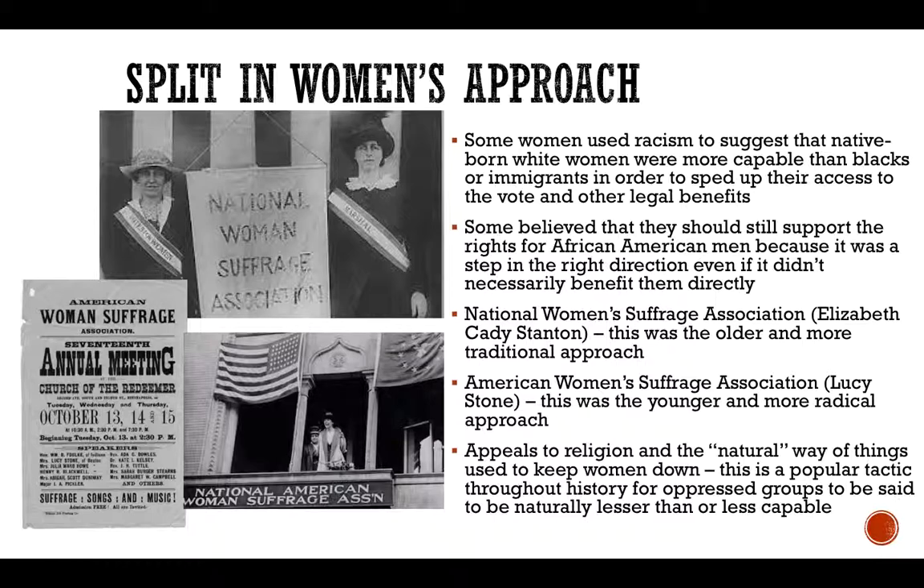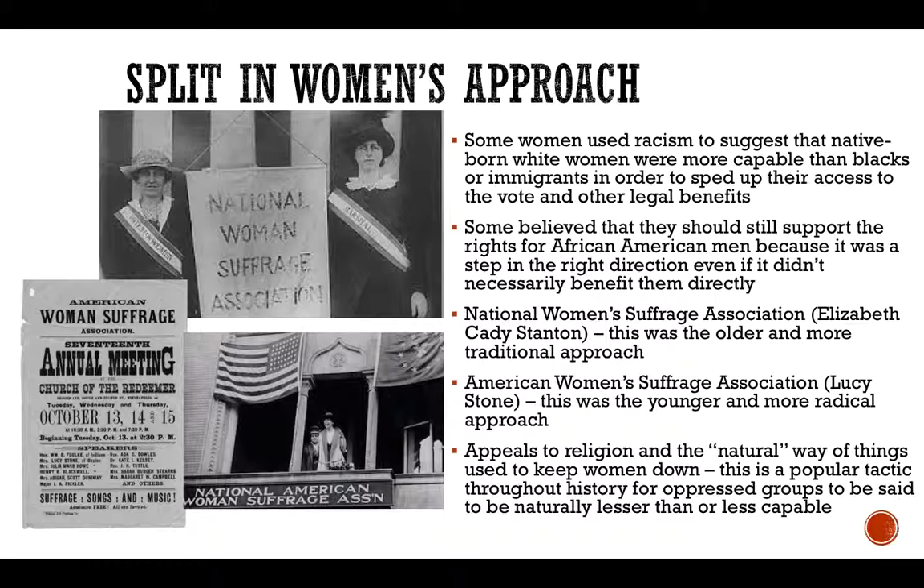There was a split not only between men and women, but within women's rights groups themselves. So some women ended up using racism and racist rhetoric to suggest that native-born white women were more capable than blacks or immigrants in order to speed up their access to the vote and other legal benefits. So some white women were saying that they were deserving of the vote, but still attempting to throw other people under the bus, essentially, in order to show that they were higher up and that they were more deserving.